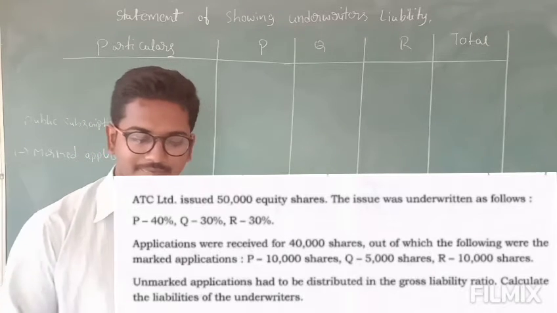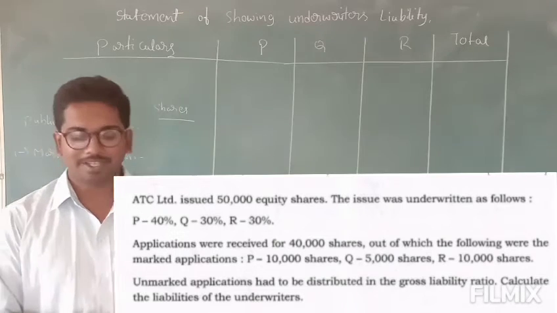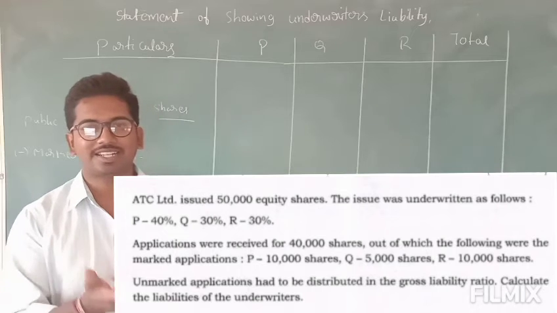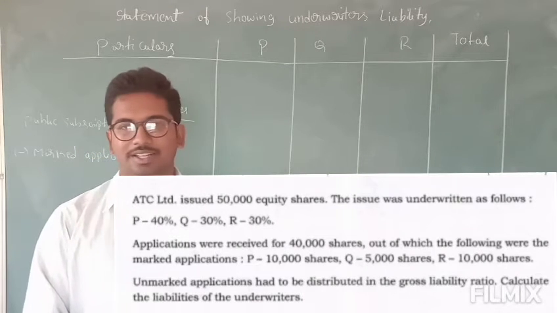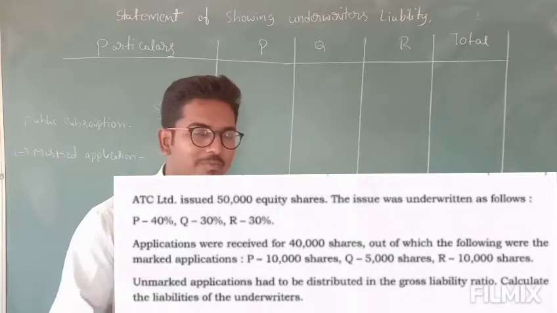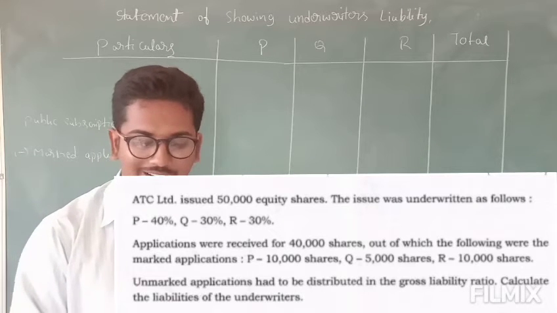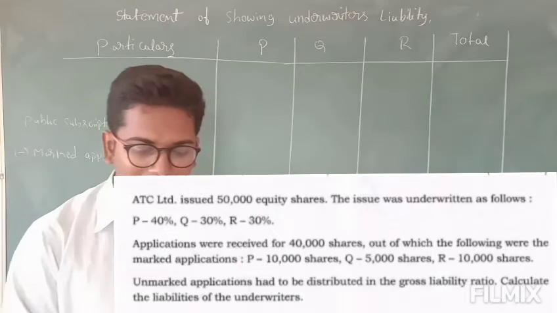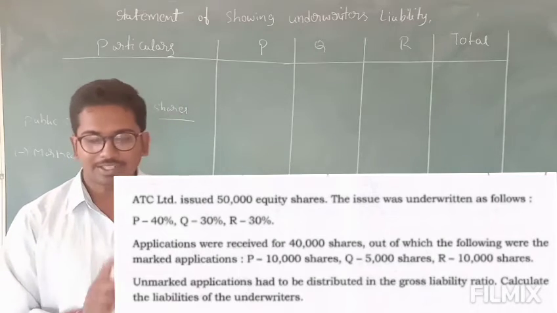Now the question: applications received for 40,000 shares. Any applications received from the public, that is, what the public subscribed, we consider as public subscription. So the public subscription is 40,000 shares, out of which the following were the marked applications: P 10,000 shares, Q 5,000 shares, R 10,000 shares. Unmarked applications had to be distributed in the gross liability ratio. Calculate the liabilities of the underwriters.